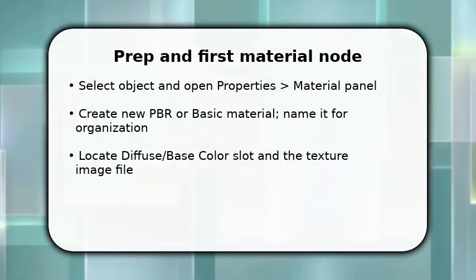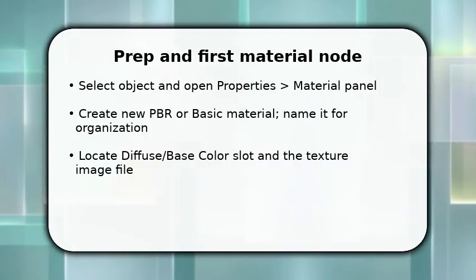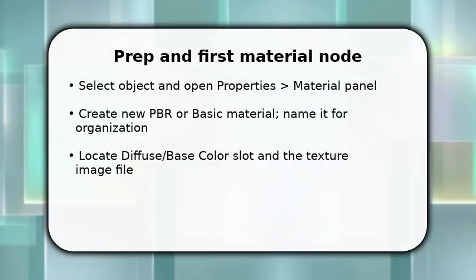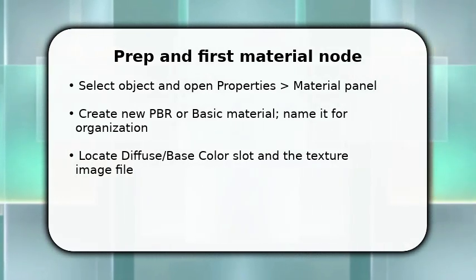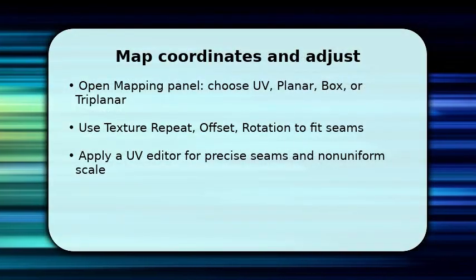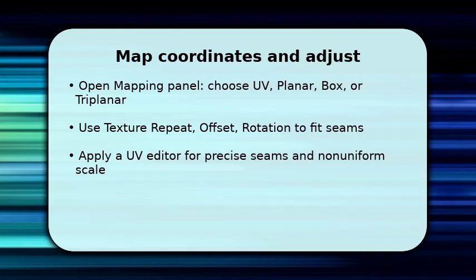Once done, make sure the material is active on the object, so the next steps affect the correct surface and you don't overwrite a different material. You now address mapping so the texture sits correctly. Choose the mapping type: UV for precise control, box for simple solids, planar for flats, or triplanar to avoid seams, and apply it to the object.